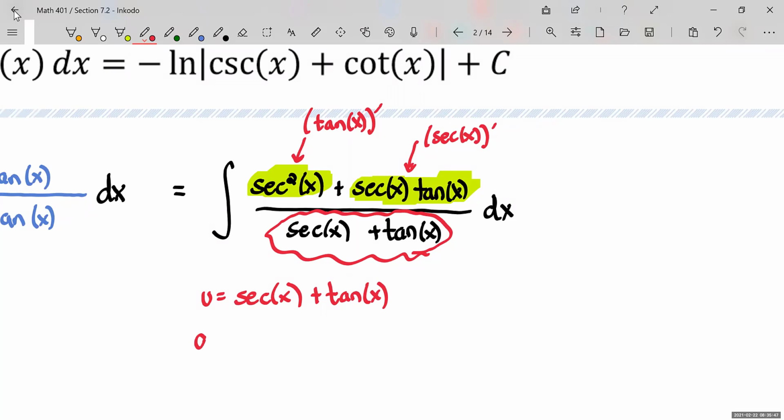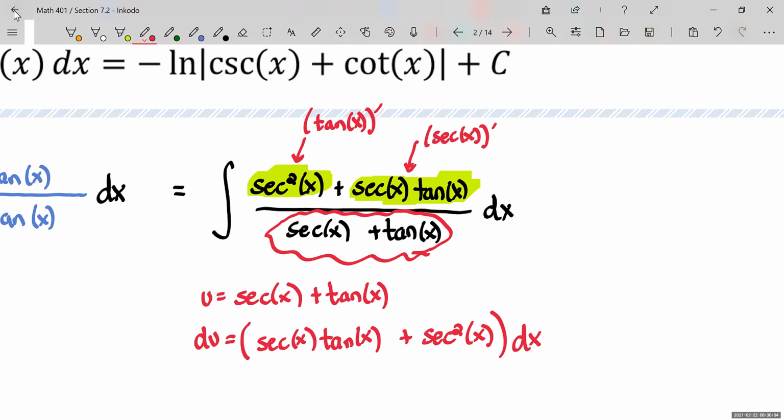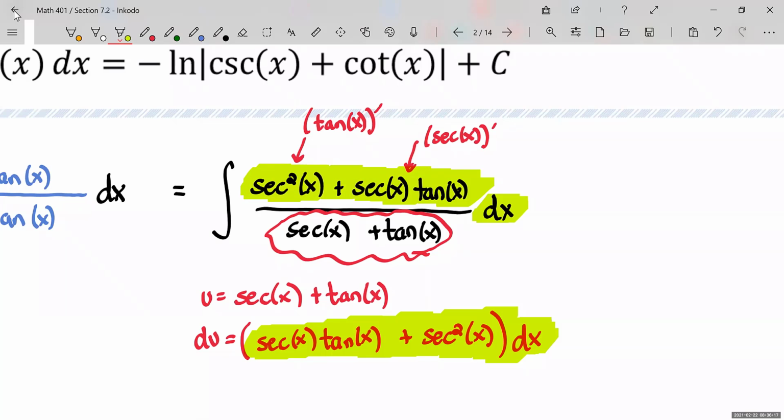then du should steal away a secant tangent, misspeaking left and right, plus the derivative of tangent, which is a secant squared. And don't forget, there's a dx hanging off the back. And let me just highlight, I need to steal a dx and the sum of secant tangent and secant squared. Luckily, I have a dx and the sum of secant tangent and secant squared to steal away.